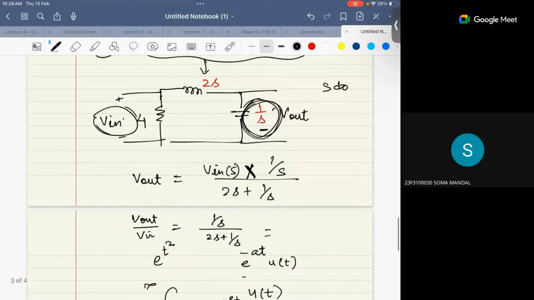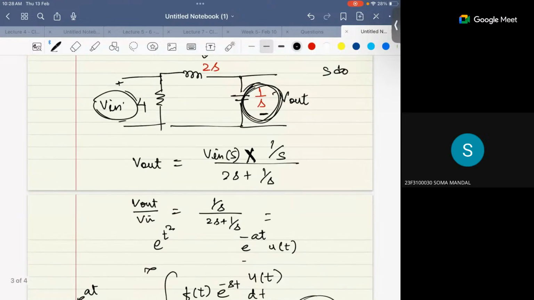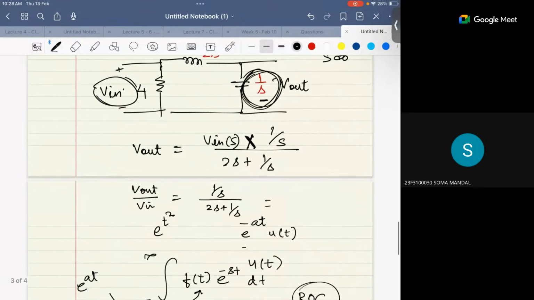If we have been asked to calculate in the time domain, then we have to take the Laplace inverse of that. So let's do it for this case at least. For the transfer function itself, V out, what will that be?